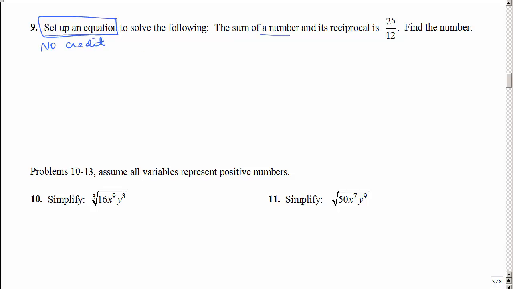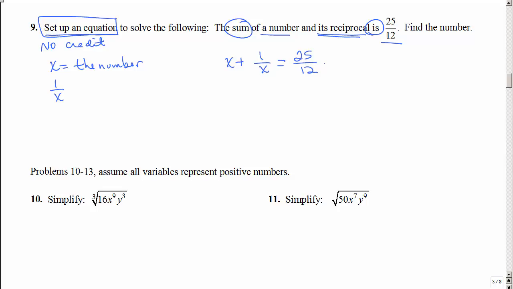The sum of a number and its reciprocal is 25/12. So if I let x be the number, what is its reciprocal? Well, what is the reciprocal? That's the reciprocal. What are we going to do with those two things? We're going to add them together. Is equal. So that's the equation that we're looking for.